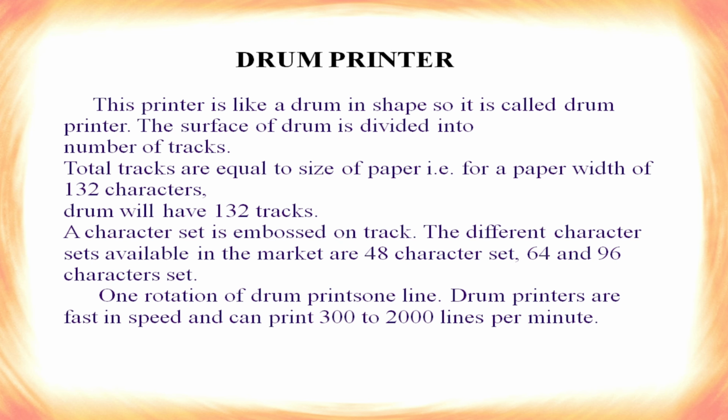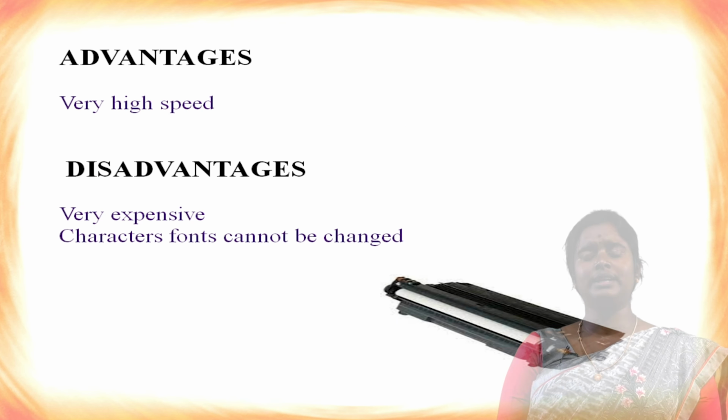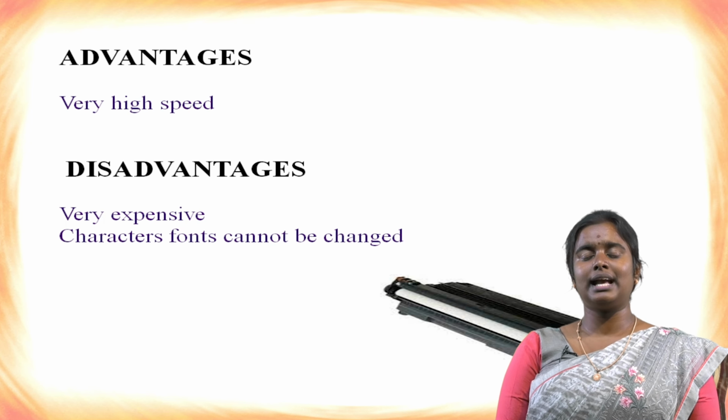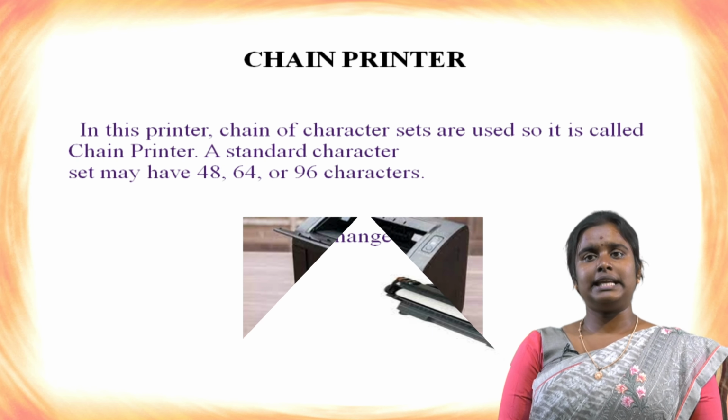One rotation of the drum prints one line. Drum printers are fast in speed and can print 300 to 2000 lines per minute. Advantages of drum printers: very high speed. Disadvantages of drum printers: it is very expensive and character fonts cannot be changed.